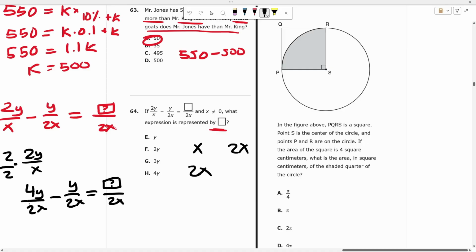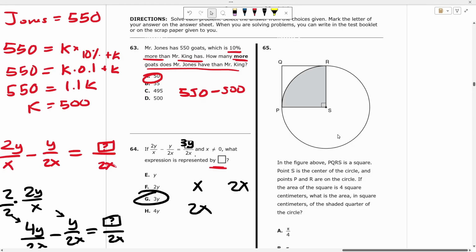Well, whenever you're subtracting fractions, how do you do that? Well, you keep the denominator the same. That's why we have 2x as the denominator. And all you have to do is subtract the numerators. So the numerator is 4y minus y, which is going to give you 3y. So 3y has to go into this blank space right here, which is going to be choice G.